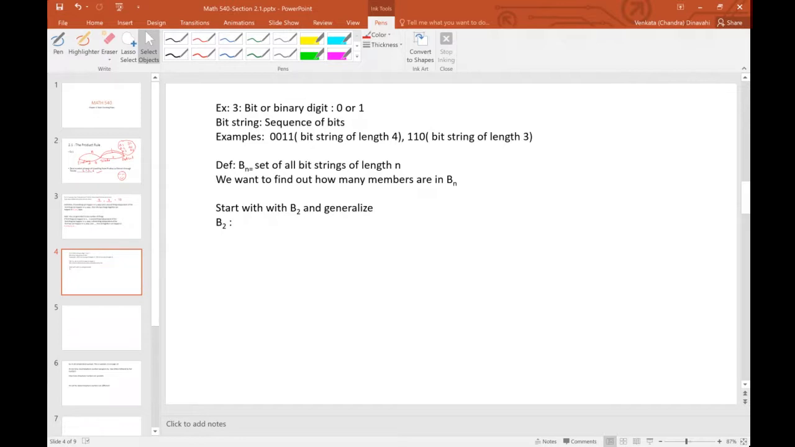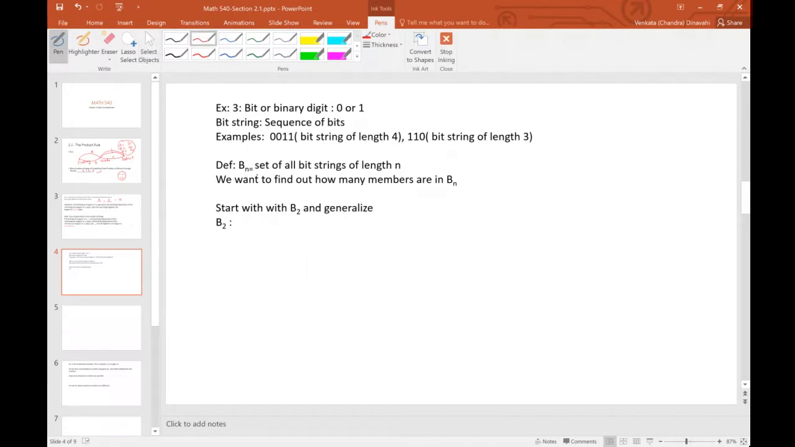A bit string means a sequence of bits. For example, 0011 is a bit string of length 4, that means it has 4 digits and each and every digit is 0 or 1. Similarly, 110 has 3 digits. Each and every digit is either 0 or 1.